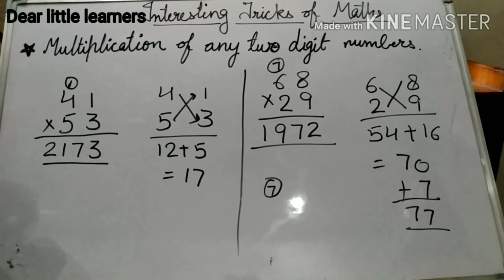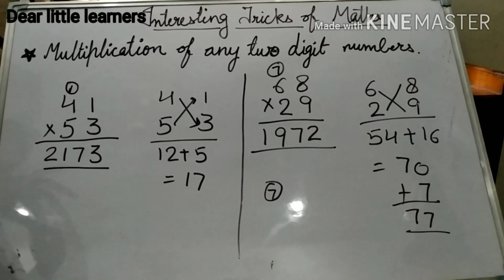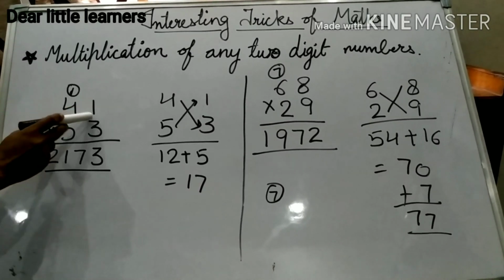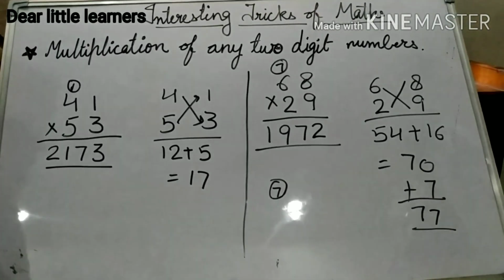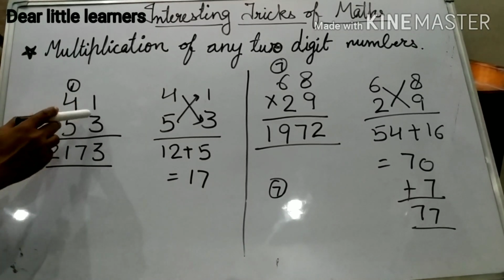Now children, my sixth trick is the multiplication of any 2-digit numbers. Okay, so here I have taken 41 multiplied by 53. For that, what we need to do is, first we will multiply 1 by 3. So 1 three is 3.